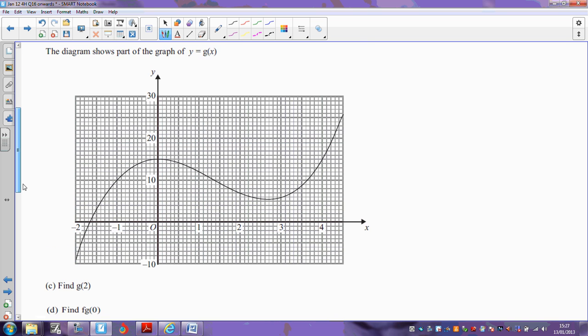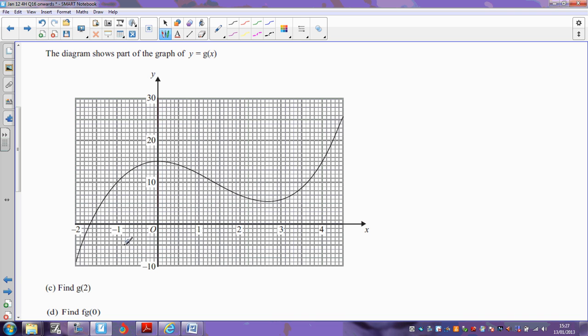Okay, so here's the graph of y equals g of x, a different function. Now to find g of 2 from the graph, remember y is g of x, so any values on the y-axis are g of x, and this is the x-axis. So if we want to find g of 2, we need to find 2 on the x-axis. We then travel up to the graph and then across. Probably be easier if I used a ruler here, but never mind. And we get this value here. In other words, g of 2 must equal 7.